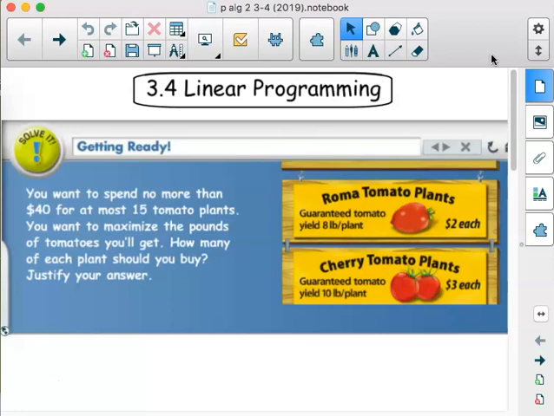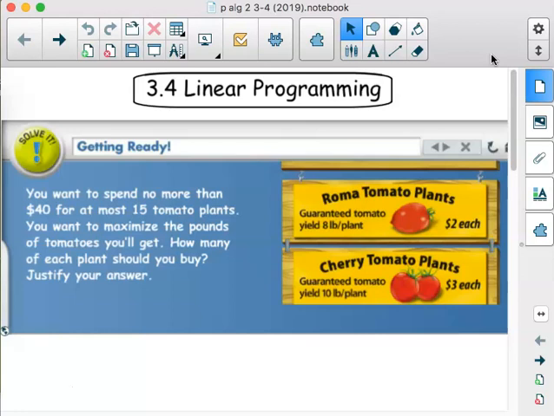This person is going to try to raise money by selling tomatoes. So they want to spend no more than $40, a low budget, but part of that is because they don't have enough room for more than 15 tomato plants. Tomato plants need a little bit of space so that they get enough food and water. And you want to maximize the pounds of tomatoes you'll get because that's how people pay for tomatoes. How many of each plant should you buy, and justify your answer?